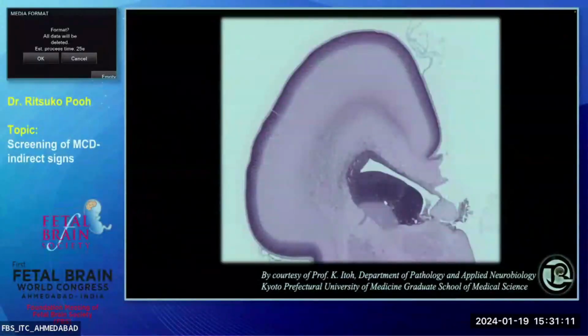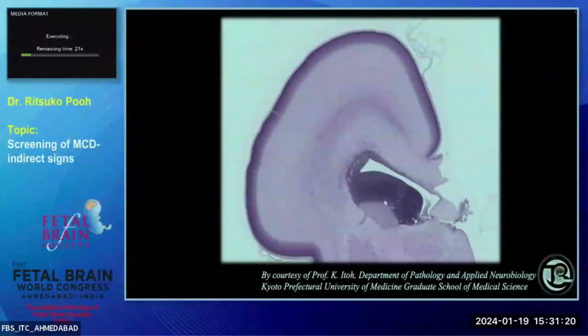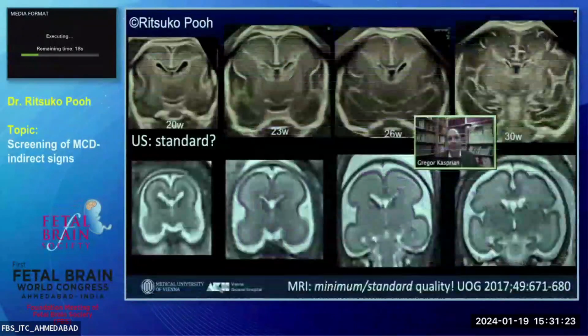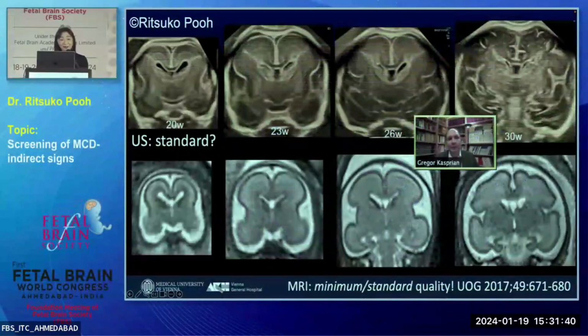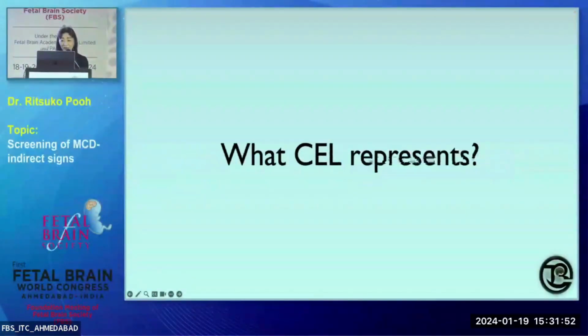Here is a histological finding of a normal case of ours, but CEL is never visible in any microscopic view. And also, this is from Gregor Kasprian. He is the boss of Christian Mitter. However, on the Harvard MRI, even Gregor cannot find any CEL on the MRI images. Now, we can say that CEL is an ultrasound-specific finding.